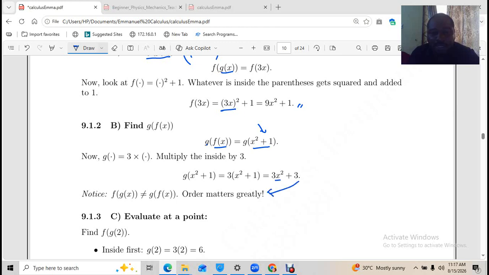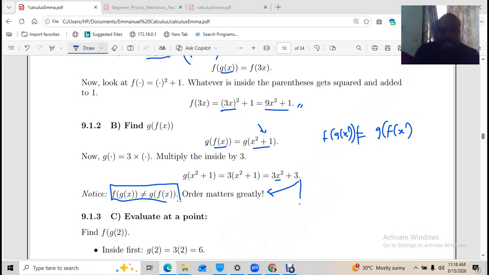Now note this. That is why we have this rule when you talk about composite functions: f of g of x is not the same as g of f of x. You can use this to check. Here we have 9x squared plus 1, while here we have 3x squared plus 3. So it's never the same at all.